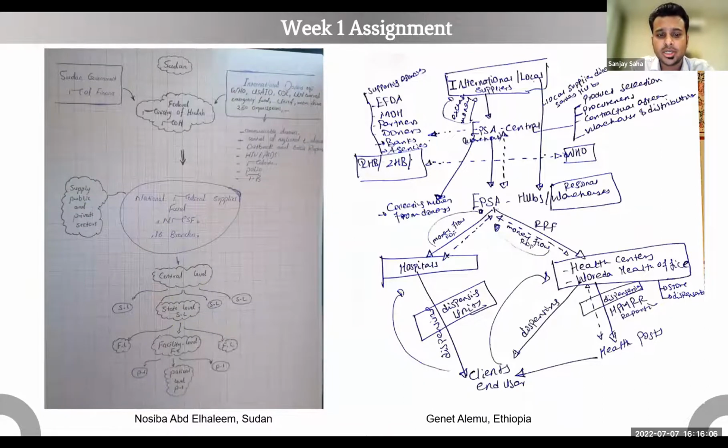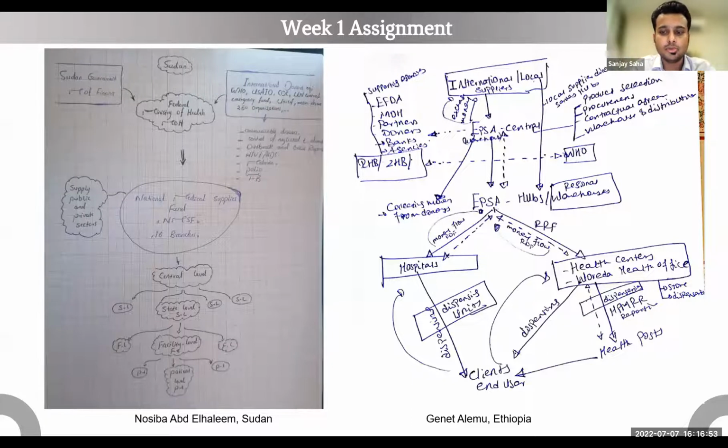these flows which have been drawn by Nosiba, Genet, and Matthias, and try to rethink what you have done. Whether you have done it in the right way, whether you understood the assignment. Maybe some of you did not have much time to do that. But I tell you, this is a very important exercise, and it sets the tone for the entire next 3 weeks. Because if you look at this flow, then you can also map out which supply chain function is happening at what level. Because the assignment also asks you to map that.